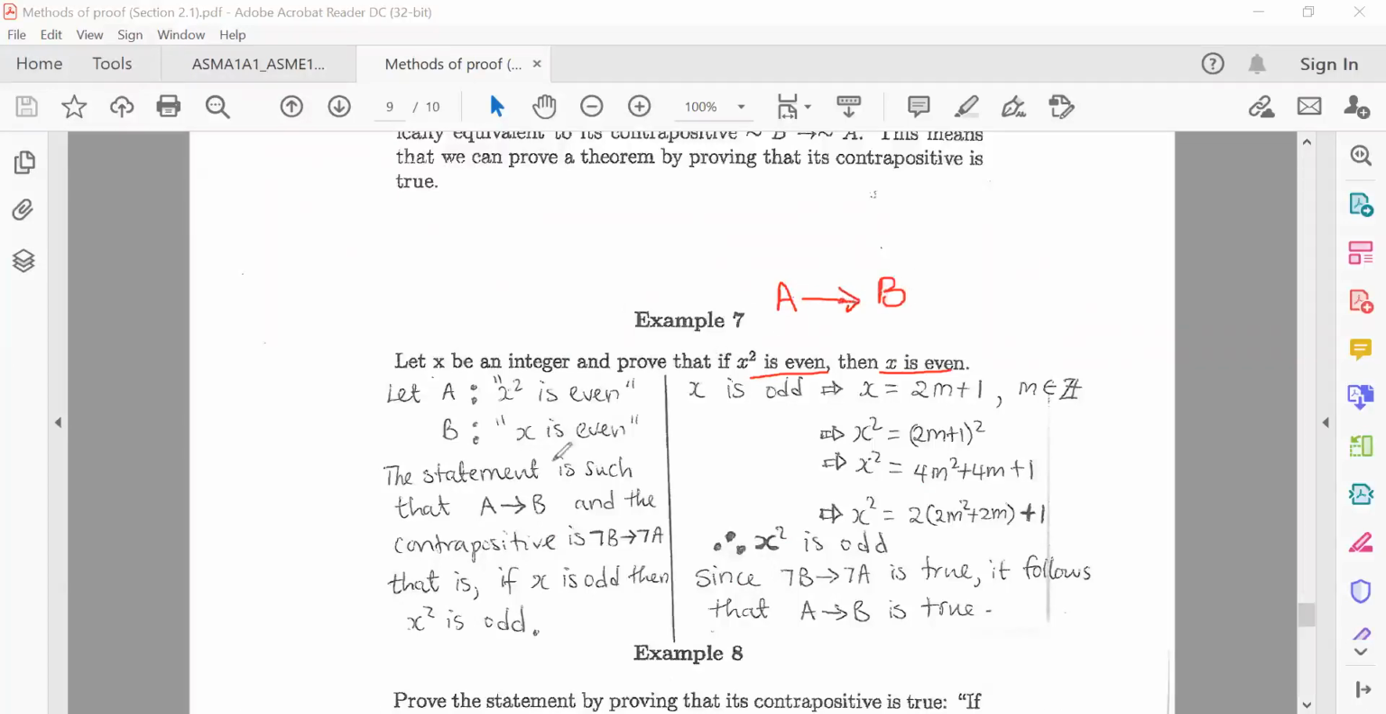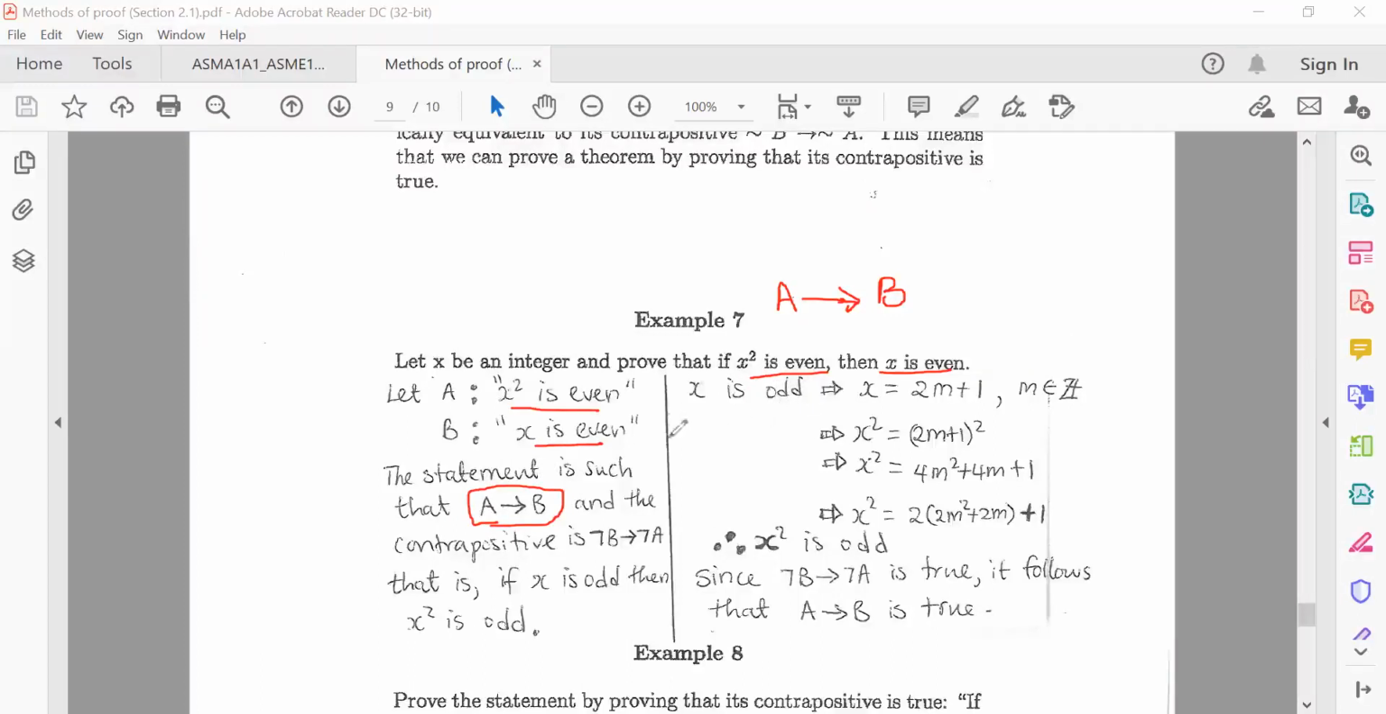So I'm giving you A implies B, where A stands for the first statement and B for the second. If x squared is even, then x is even. So first I'm going to say let A stand for the statement x squared is even, and let B stand for the statement x is even. Then the statement is such that A implies B. Everyone is happy that the statement is in the form A implies B, because I say if x squared is even, then x is even.